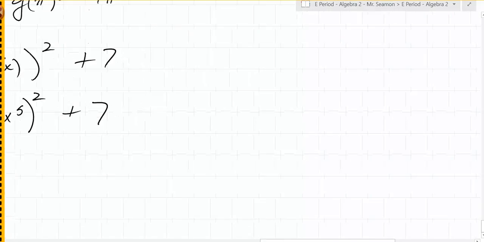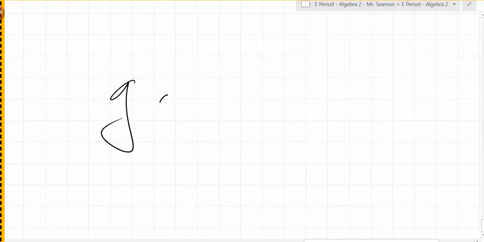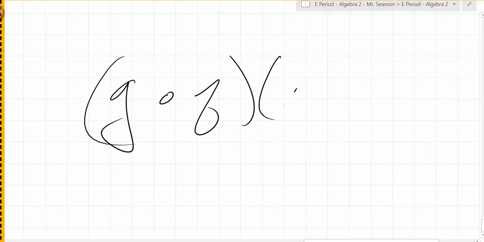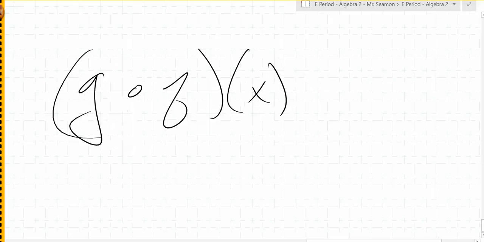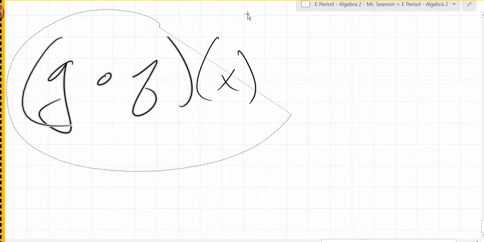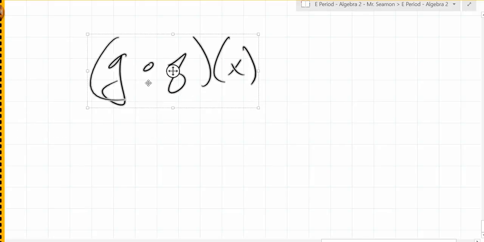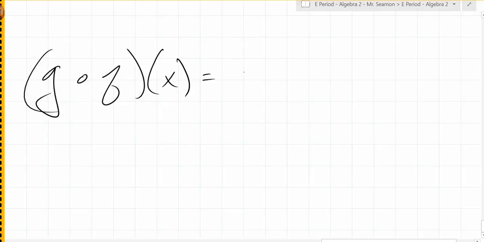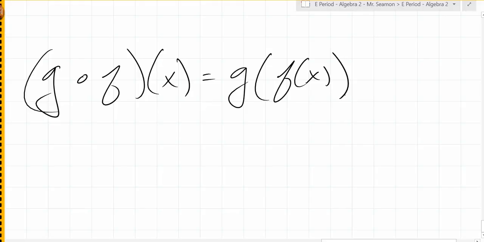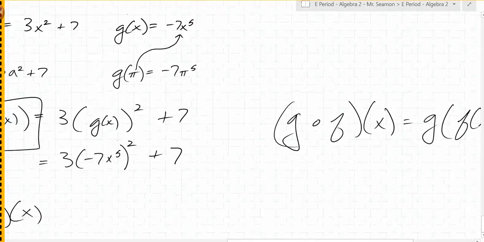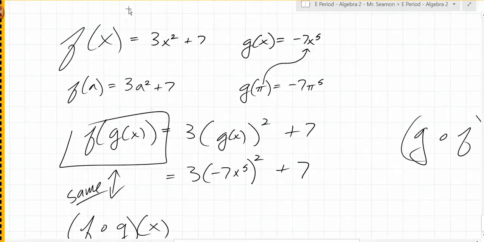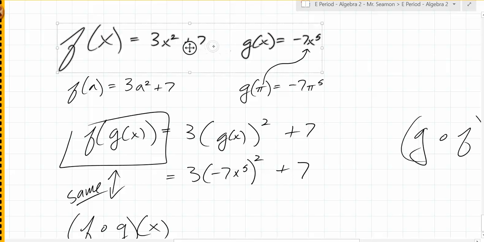So what would this mean? g of f of x. What does that mean? Plug what into what? You're plugging f into g, so it's g of f of x, like that. You're plugging one into the other. So if we had the same functions, let's say we took these same functions right here, are we going to get the same answer we had before?